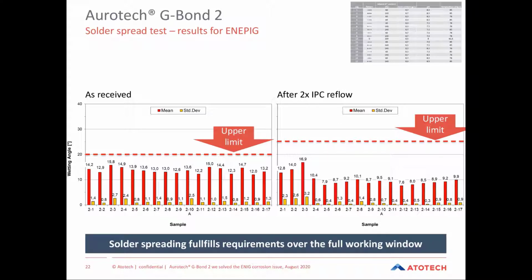For the solder spread tests, we also did ENEPIG, and here the distribution of the results is even more homogeneous, or even. There is less impact of the different factors of the gold bath variation, but again, all results are far below the limits for the pass-fail criteria, and all conditions for the whole working window were passed.